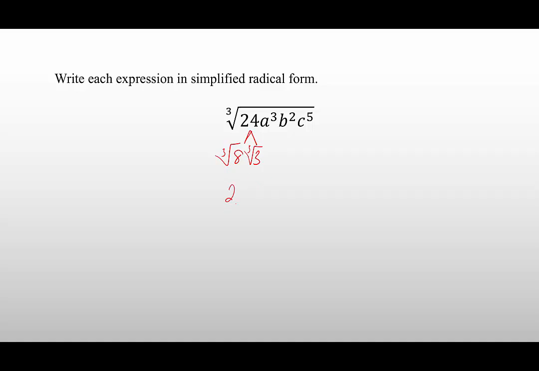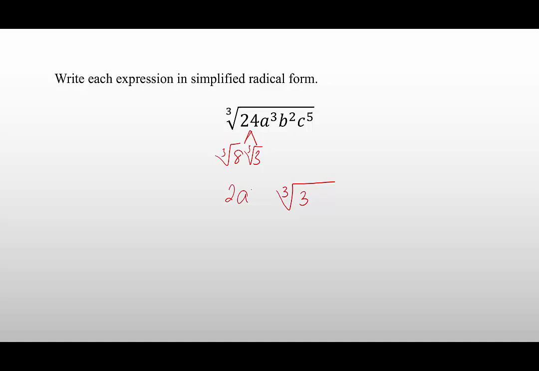So I'm going to put the 2 here, and I'm going to set up my radical over here, because I think I'm going to be able to pull some of the variables out as well. So far what's left under the radical is the 3. Okay, so that was the 24. We simplified the cubed root of 24. Now we need to simplify the cubed root of a cubed. The cubed root of a cubed is just going to be a outside the radical, so we can pull out an a, and that works out super nice.